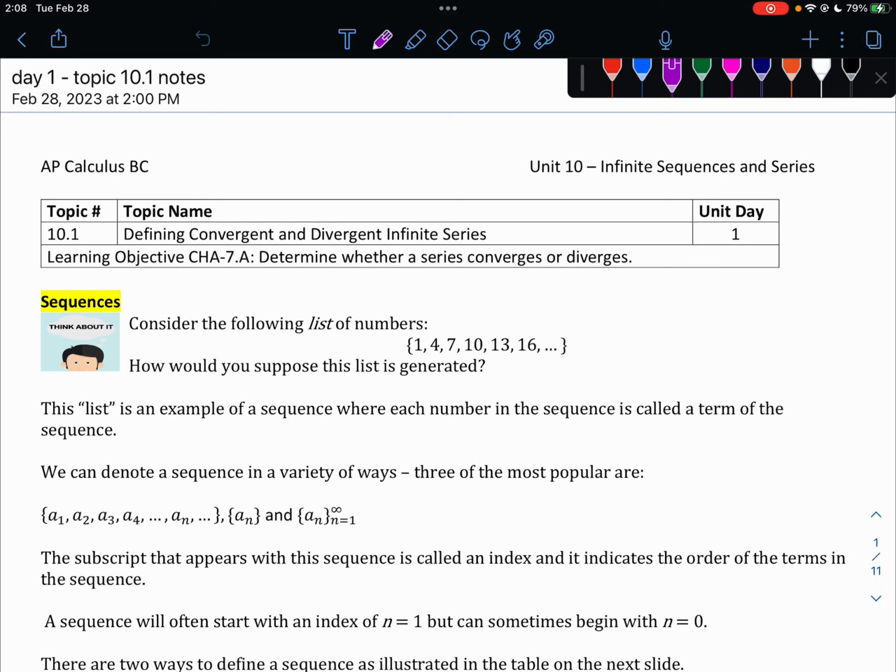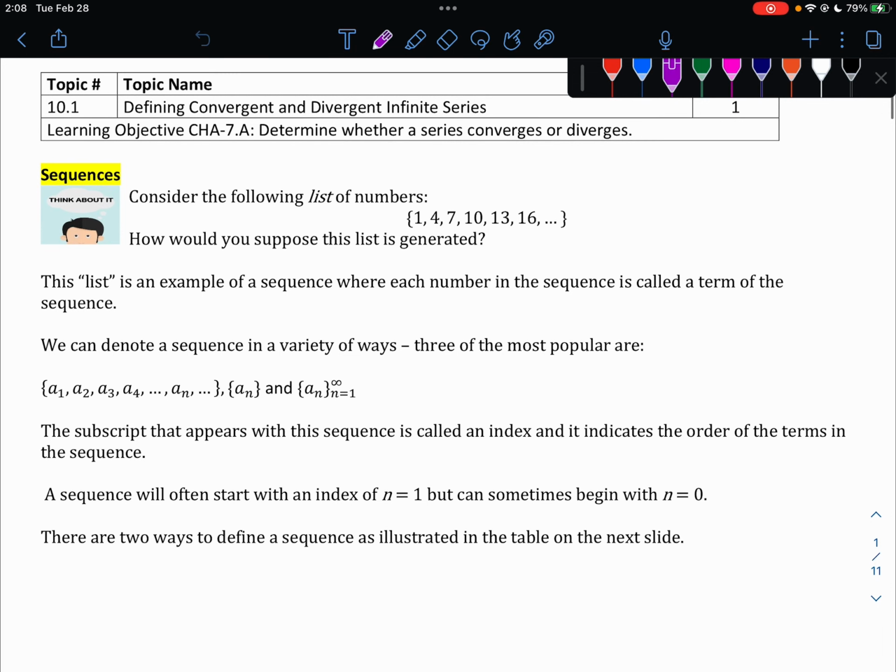And in this video today, we're going to talk about defining convergent and divergent infinite series. But before we do that, we have to do quite the review on sequences and series from what you hopefully learned in your Algebra 2 or pre-calc days. So let's start here with the basics.